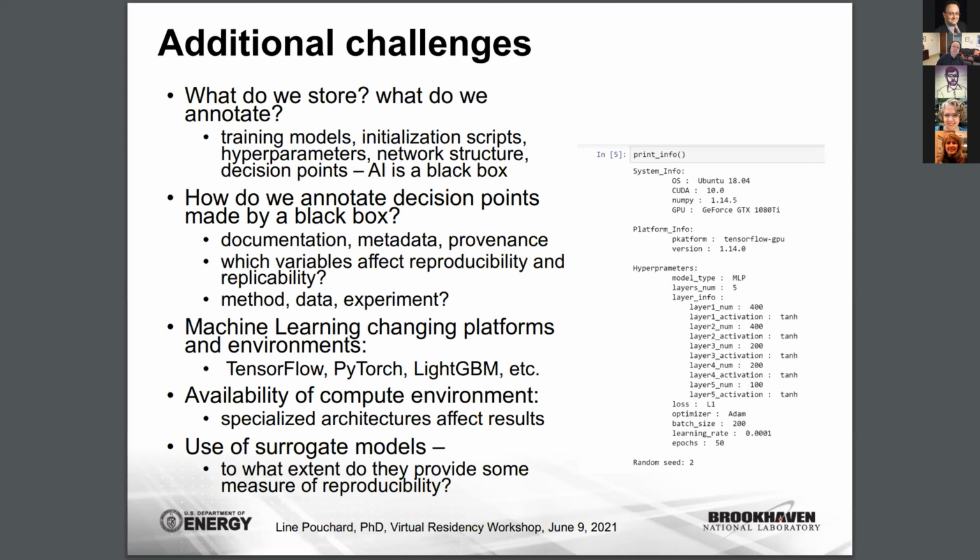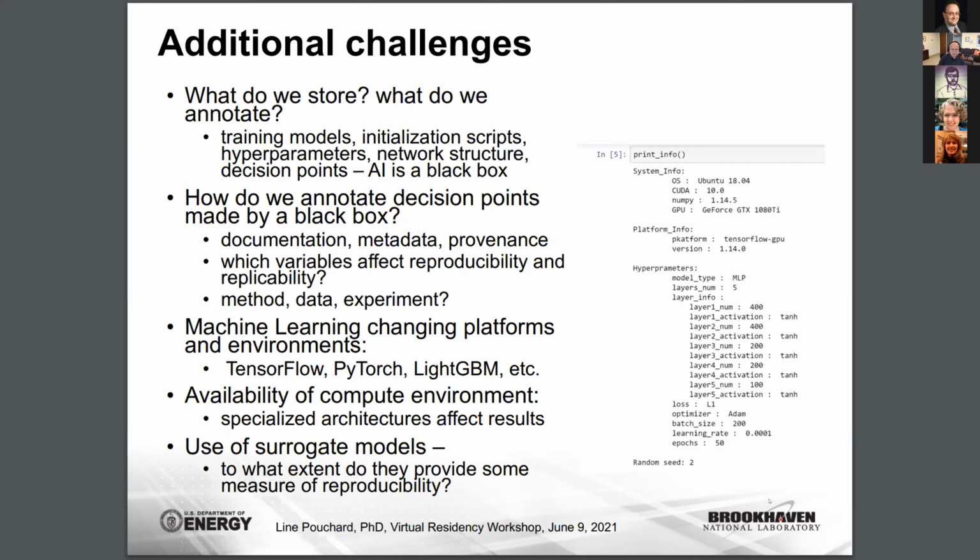Some of the examples are the documentation, the metadata, the provenance. So what do you document? Some researchers recommend you document the method, you document the data, you document the experiments, which variables affect the reproducibility and replicability. On the right-hand side, you have a diagram of an input script for a machine learning model that we attempted to reproduce.